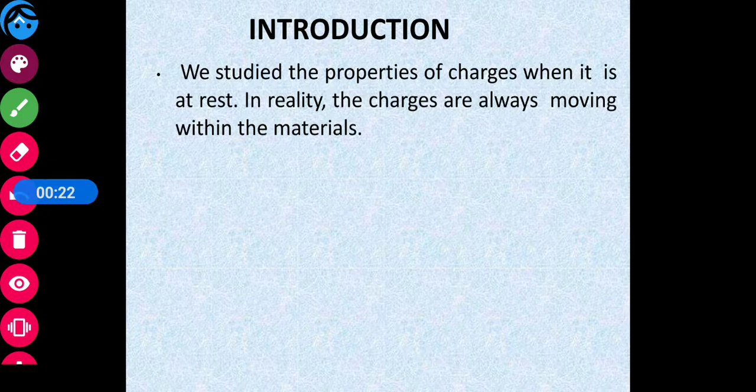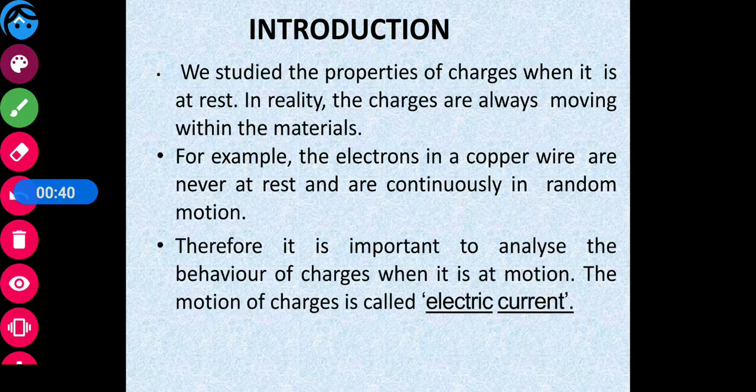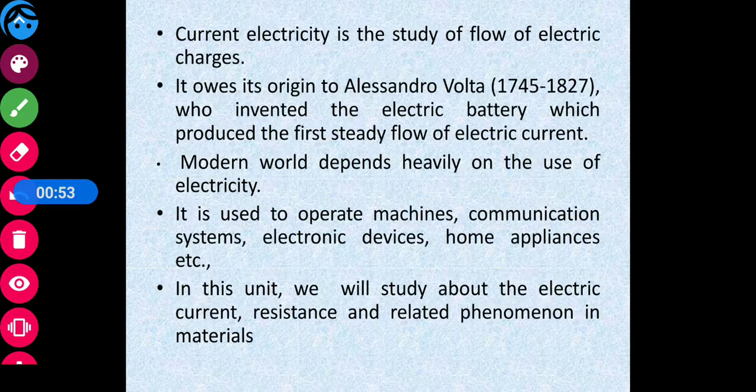Now, current electricity. As you know, till now we have studied about charges which are at rest. But charges are not really at rest, they are moving within the material. The electrons in a copper wire are never at rest and are continuously in random motion. Therefore, it is important to analyze the behavior of charges when they are in motion. The motion of the charges is called the electric current. Now, current electricity is the study of electric charges.